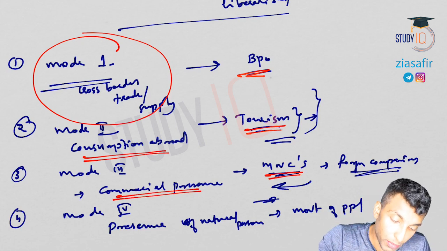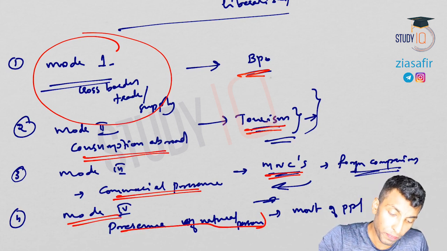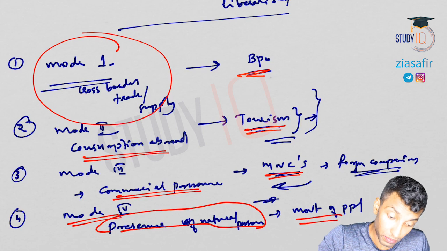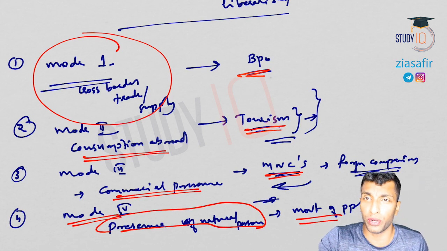Then mode 3, commercial presence, the MNCs, the presence of foreign companies. Mode 4, that is the presence of natural persons, okay? That is basically the movement of people.